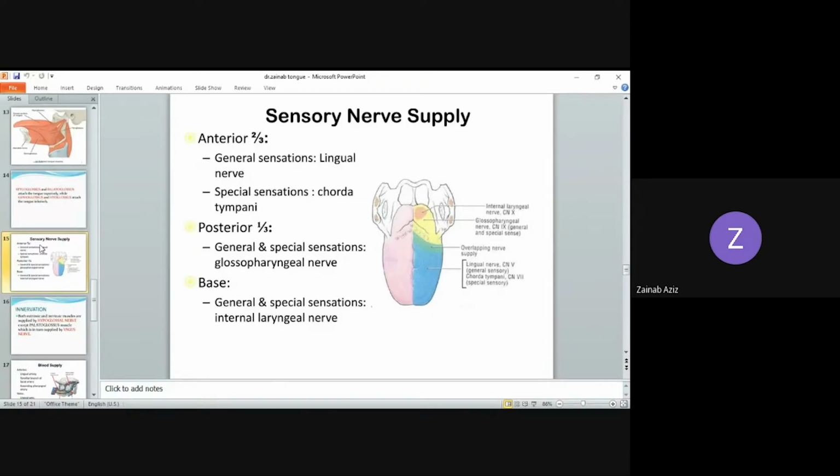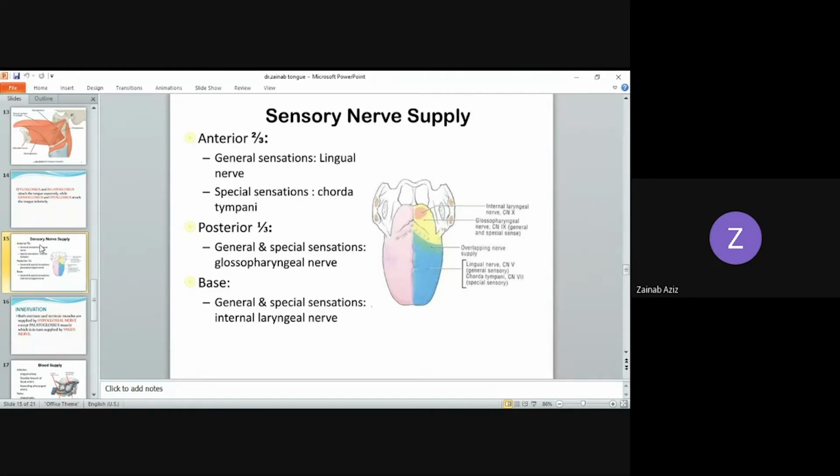The sensory nerve supply. In the anterior two-thirds we have general sensation and special sensation. General sensation means sensation to the hot and the cold. When you drink hot tea or cold water, you feel that it is hot or cold, pressure, touch. This is called general sensation. This general sensation is innervated by the lingual nerve.